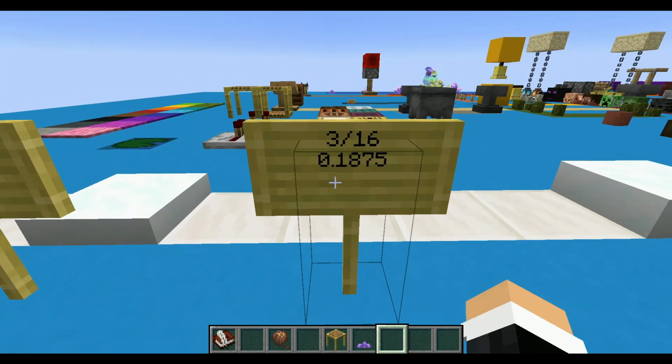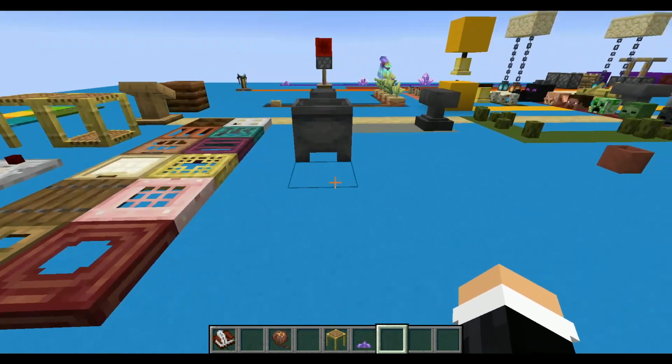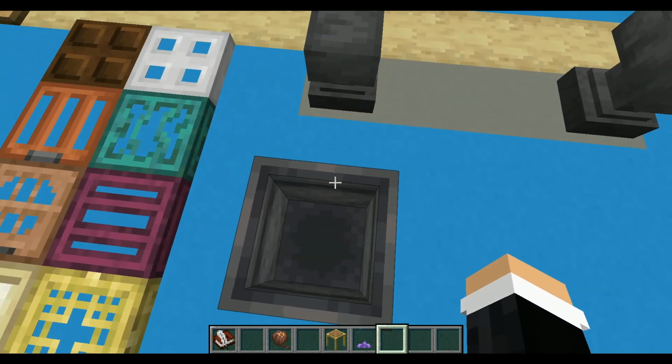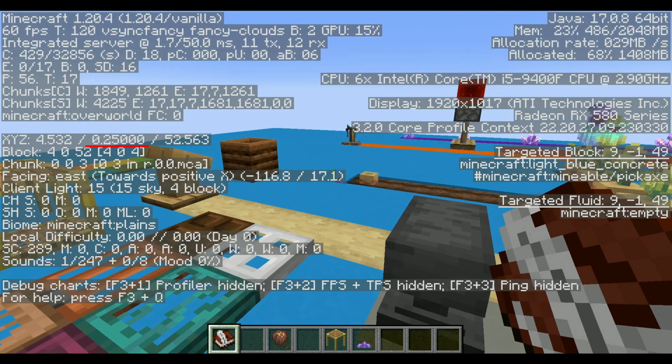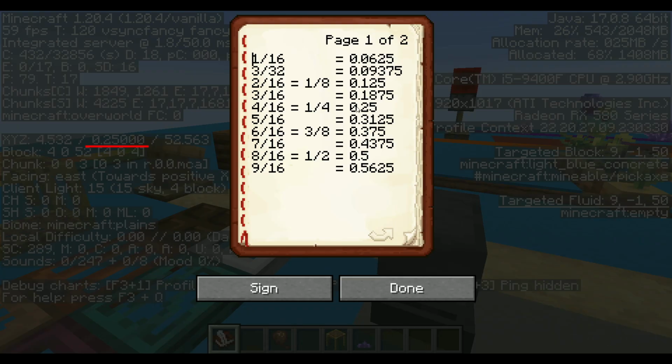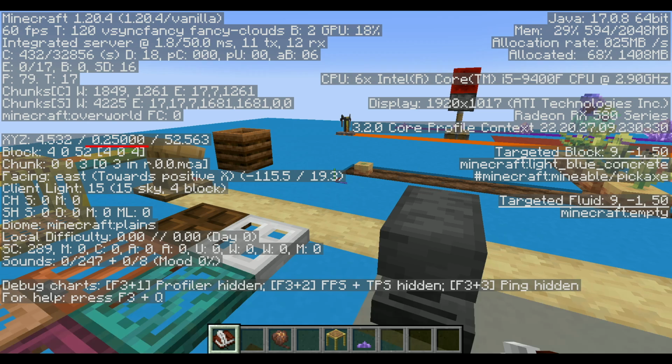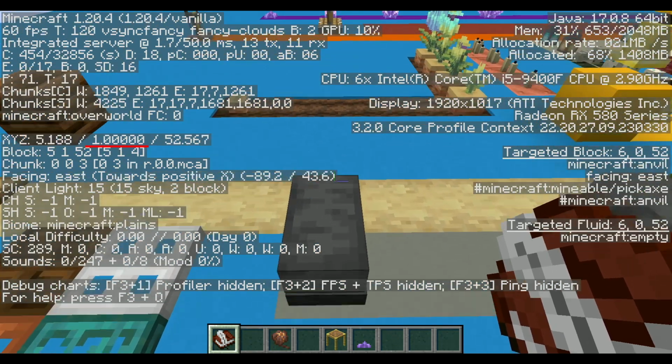So that is that row right there. Moving on to the next row here, we're going to have the inside of a cauldron. So that is 0.25, which most of you will recognize as a quarter. And indeed, right, that's a quarter or 4/16. So this is 4 pixels off of the ground.